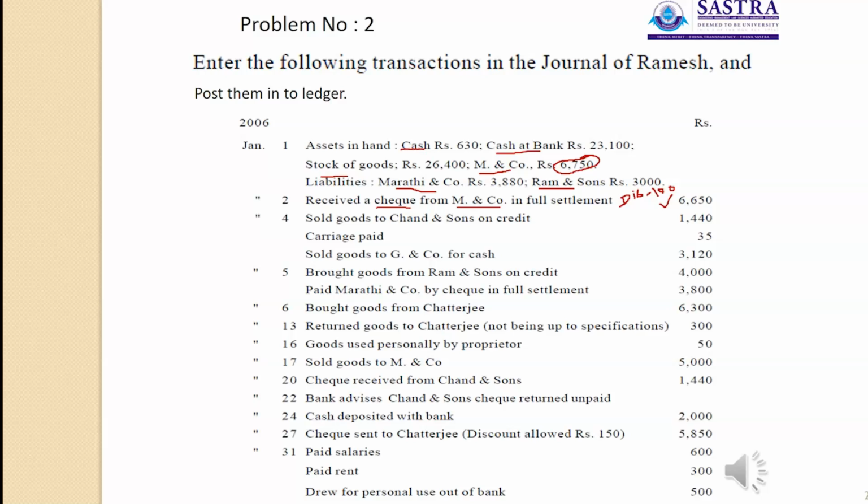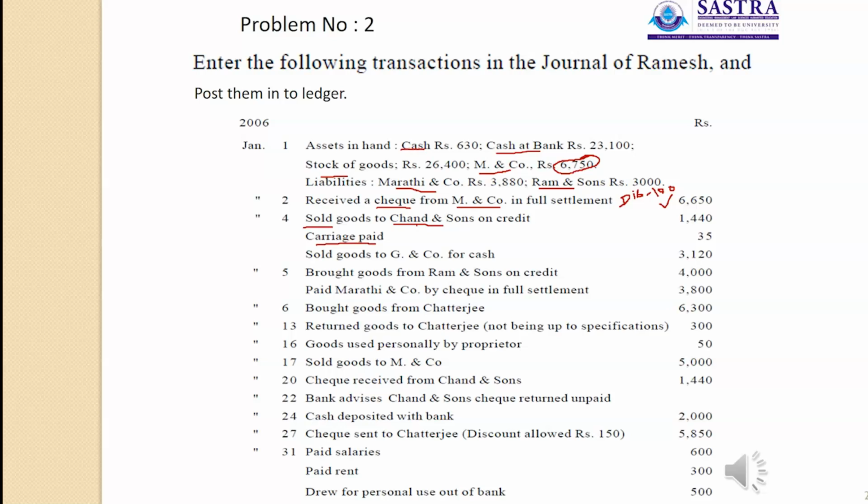Then the next one is sold goods to Chandan company on credit. So this is a credit transaction. What are the accounts involved here? Chandan Sons and sales. Chandan Sons is a personal account, so that account will be debited. Debit the receiver; he is receiving the goods. Then sales: goods go out of the business, so that account will be credited. So Chandan Sons account debited, sales account credited.